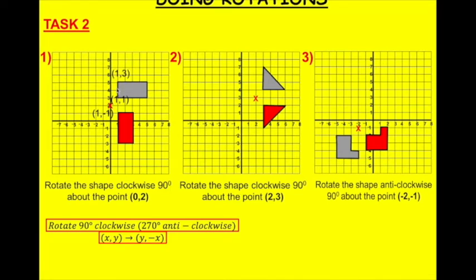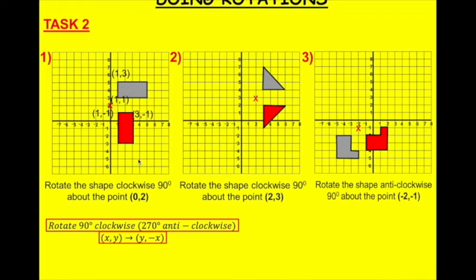That is point (1, 3). Again, I counted from the center of rotation here. That's 1 unit to the right, and then 3 units up. That's 1, 2, 3. So point (1, 3) becomes (3, -1) on the image, because we are using this rule here.